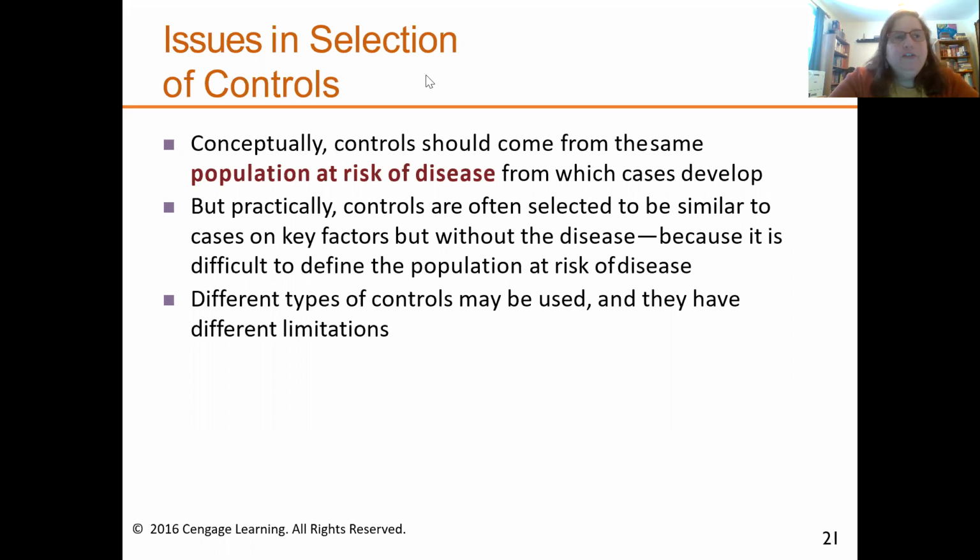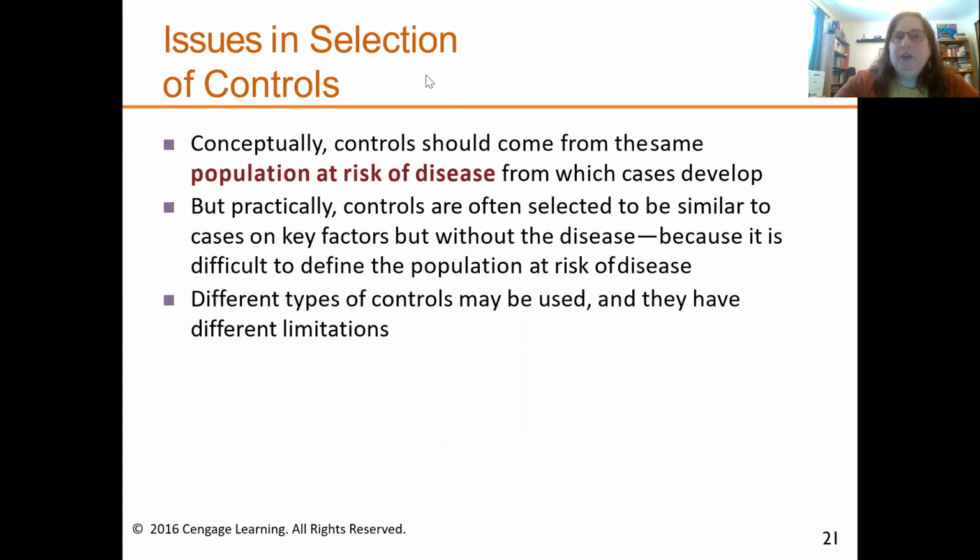Controls should come from the same population at risk of disease from which the cases developed. But practically, controls are often selected to be similar to cases on key factors, but without the disease, because it's difficult to define the population at risk of disease. So different types of controls may be used and they have different limitations. So let's think about it. If we're looking at suicidology, we want them to come from the same population at risk of disease. But we may not know exactly what that is.